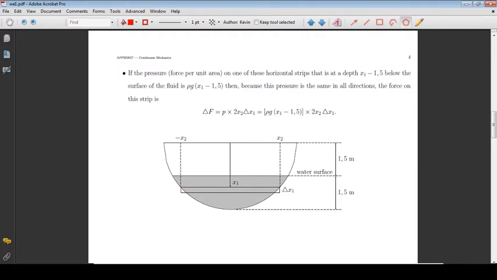If the horizontal strip is x1 meters below the top of the tank and the surface of the water is 1.5 meters below the top of the tank, then the force acting on this strip is equal to the pressure multiplied by the area.